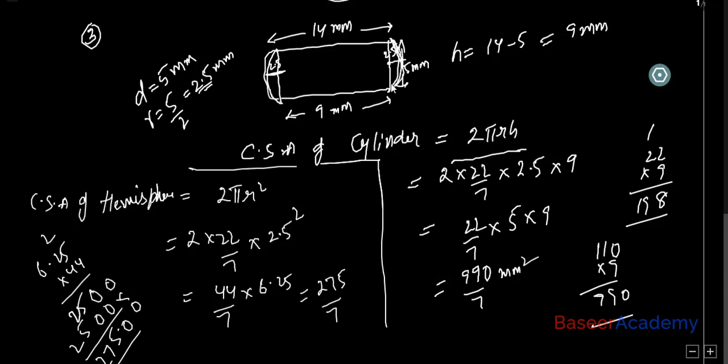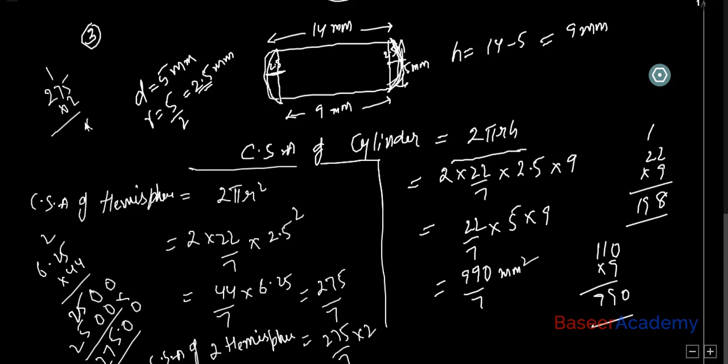Attached to the cylindrical part. So we'll find out the curved surface area of two hemispheres, which should be 275 by 7 into 2. 275 into 2 is how much? 2 5s are 10, 2 7s are 14, 1 15. 2 into 2 is 4, 4 plus 1 is 5. 550 by 7. Now if I add 990 by 7 and 550 by 7, I'll obviously get the total surface area of this capsule.